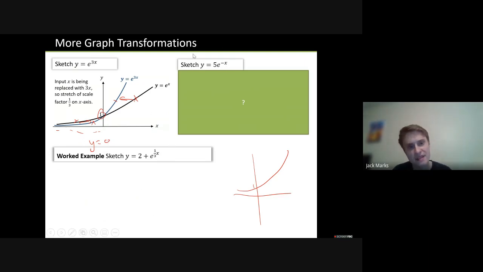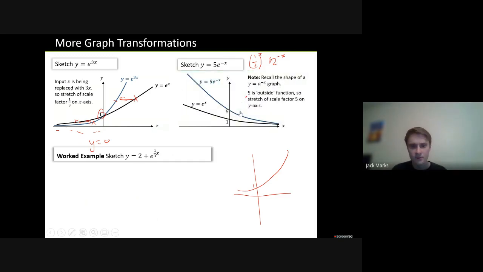What about 5e to the minus x? Well, we said that if you have a fraction, or if you have a number greater than 1 with a negative x, this will be a decay. So this will be a decay as well. So the black line is the original. It decays, and it went through 1. The 5 is outside the function, so it will stretch in the y direction by a factor of 5. So notice also that the y-intercept changes there.